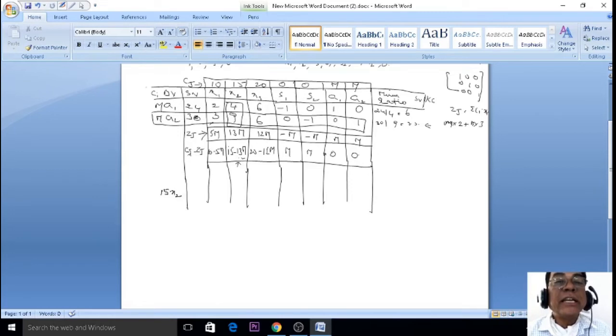In the key row, 30 divided by 9 is 10 by 3. 3 divided by 9 is 1 by 3. 9 divided by 9 is 1. 6 divided by 9 is 2 by 3. 0 minus 1 by 9, that is, minus 1 by 9.